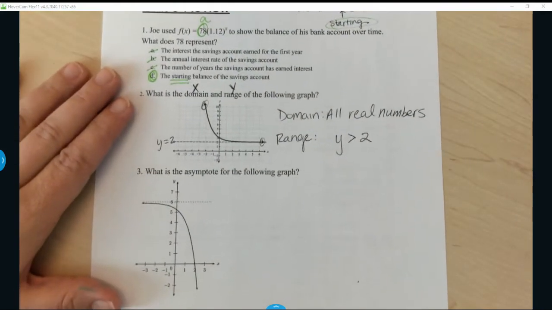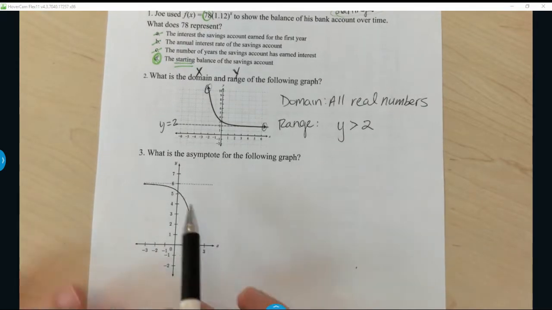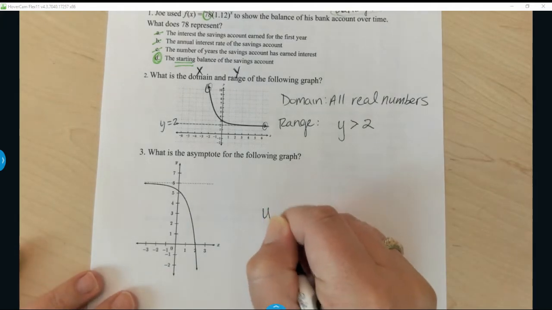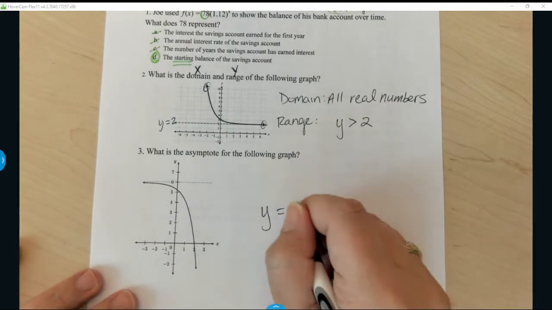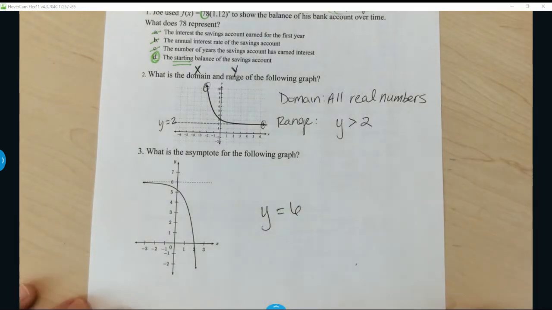Okay, third question. What is the asymptote for the following graph? Taking a look, this one's nicely laid out for us. It's going to be this dotted line up here, horizontal, so it's going to be y equals 6. It gets close to that line, but never actually touches it.